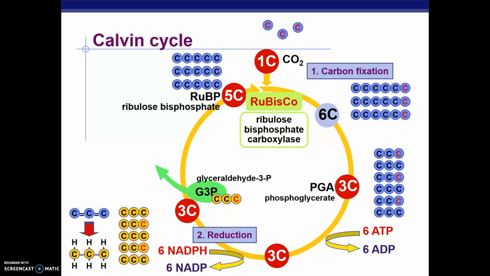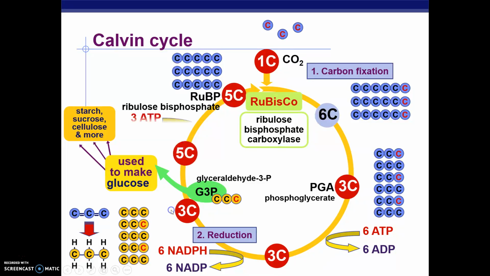Out of the 6 G3Ps that are formed, 1 G3P molecule is used to make glucose, and the remaining 5 G3P molecules, the 3-carbon molecules, are used to regenerate RuBP. It will utilize 3 ATPs. So 5 times 3 carbons is the same thing as 3 times 5-carbon molecules. So we are just keeping track of the carbons. We do not need to go into the details of the structure of those molecules or their specific names.